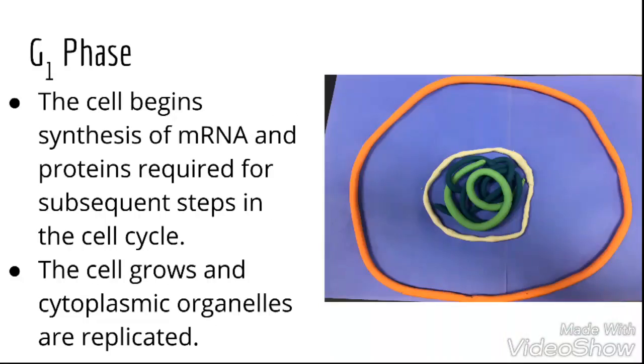The first part of interphase, which is the first stage of the cell cycle, is G1 phase. During G1 phase, the cell grows and produces proteins, lipids, and carbohydrates. It also replicates organelles during this phase. Also during G1 phase, as shown to the right, mRNA synthesis begins.